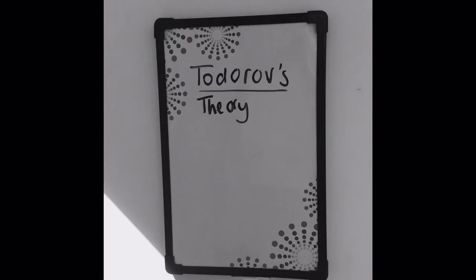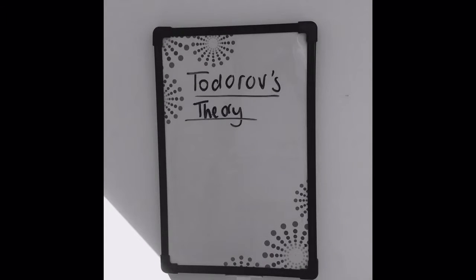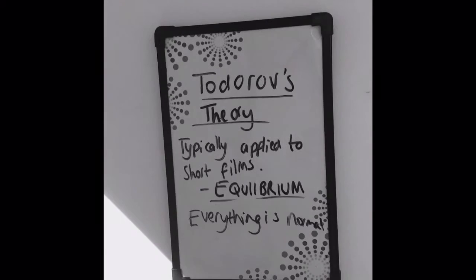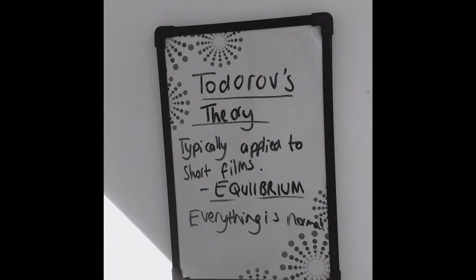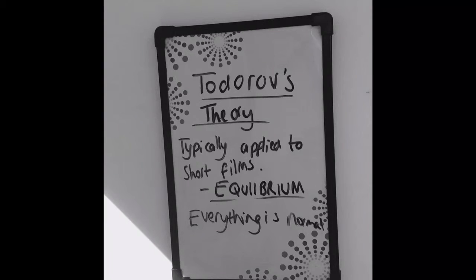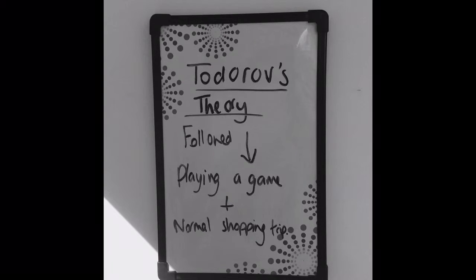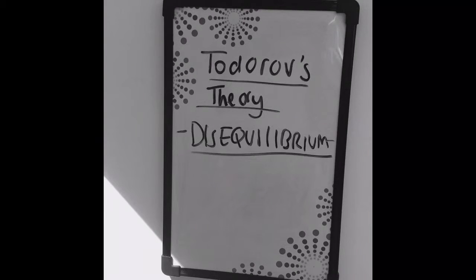Todorov's theory. Todorov was a genre theorist, and his theory of equilibrium can mostly be applied to short films. Equilibrium is where there's a state of normality and everything's equal and everything's good and fine at the beginning of a film. We follow this as both groups. There's one group playing a game and one having a normal shopping trip. This shows that.